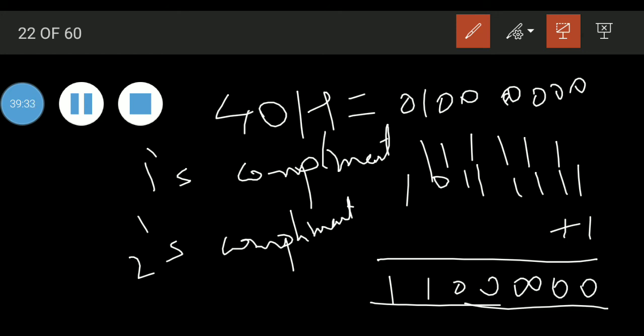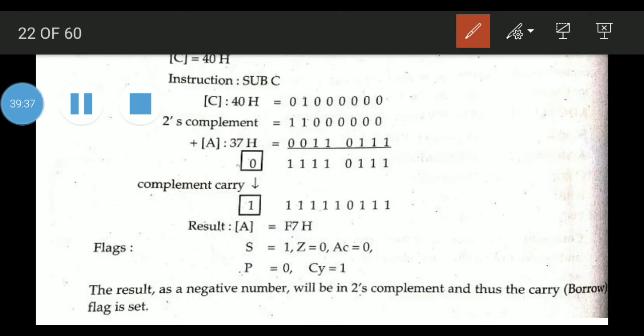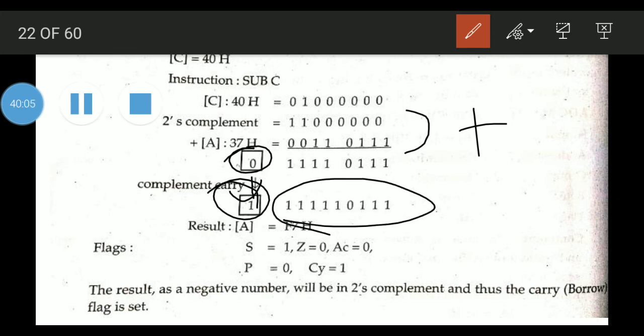Students, you got this as a 1's complement. Now I will find the 2's complement, and after finding the 2's complement, I will add it with the accumulator. I will do the addition. Now if you get 0, complement it into 1, and you will get this 1 1 1 1 1 0 0 0.